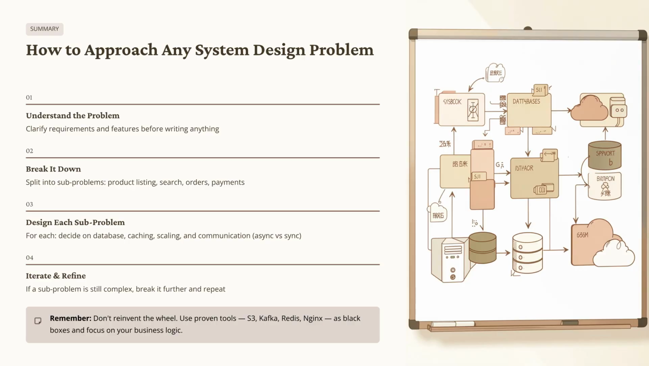To approach any system design problem, start by clarifying requirements. Next, break the problem into manageable subproblems, such as product listing or payments. Then, design each subproblem by selecting the appropriate database, caching, scaling, and communication methods. Finally, iterate and refine. Remember to use proven tools and focus on your business logic.